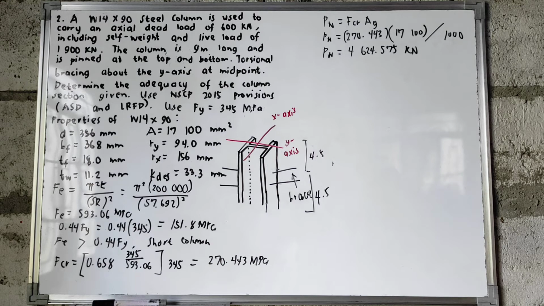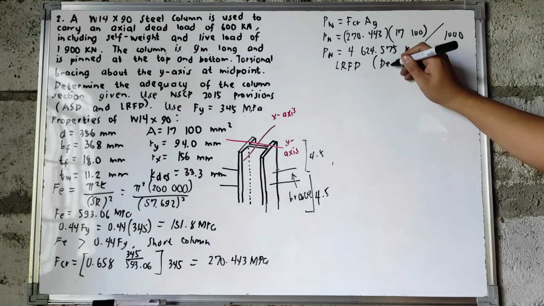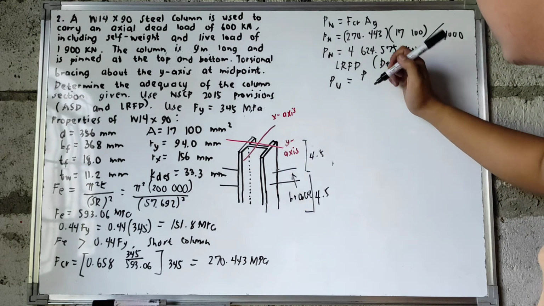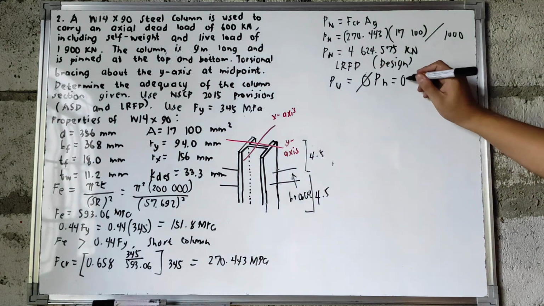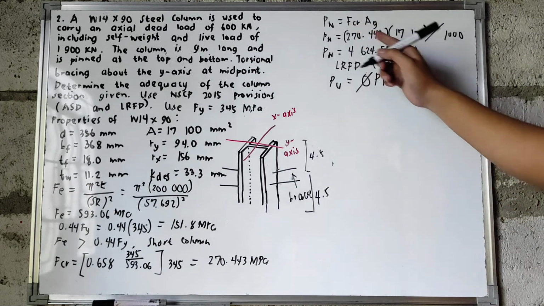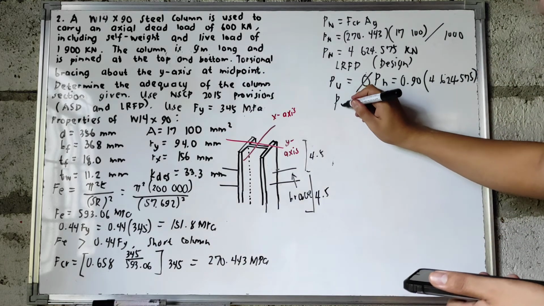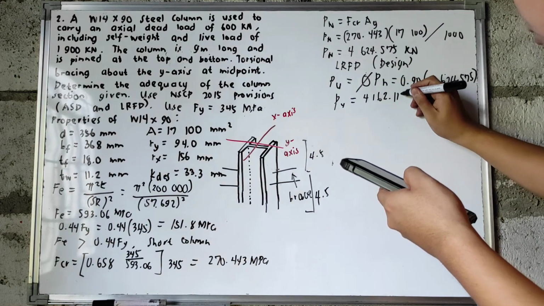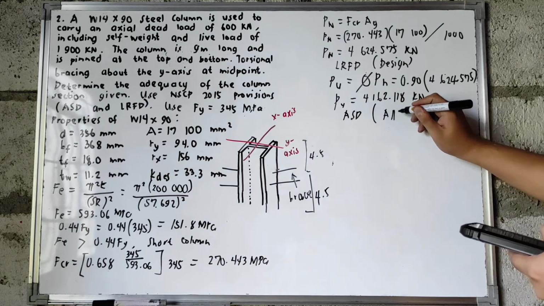So let us solve for the design compressive strength and the allowable compressive strength. Kapag design compressive strength, that is LRFD, or yung word na design. So para makuha natin yung design strength, multiply lang natin yung nominal natin to the reduction factor. Yung reduction factor natin dito, that is 0.9. And yung nakuha natin, so the value of your design compressive strength is now equal to 4162.118 kilonewton.